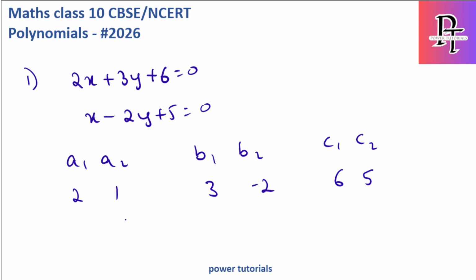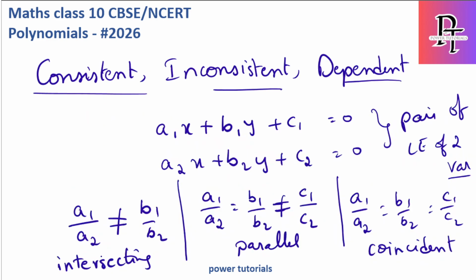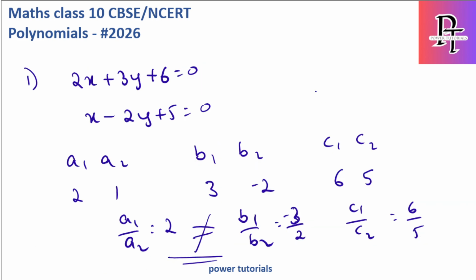Now let's find a1 by a2, b1 by b2 and c1 by c2. a1 by a2 is 2 by 1, which is 2. b1 by b2 is minus 3 by 2. c1 by c2 is 6 by 5. Here itself I can say a1 by a2 is not equal to b1 by b2, hence it is the case of the first one, consistent, and we can also call it intersecting. So it is consistent and intersecting.